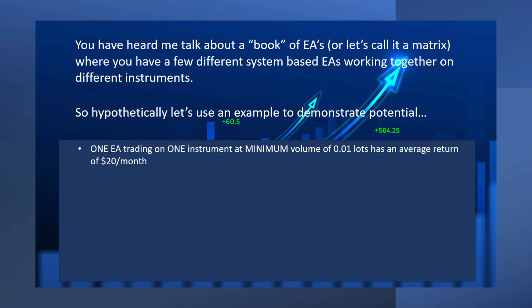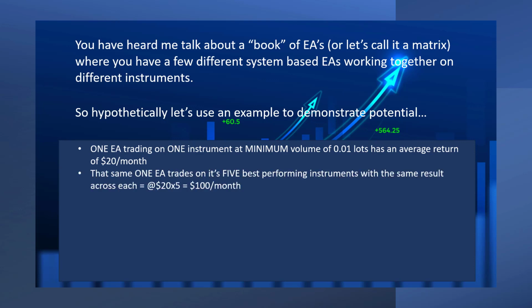So let's say, for example, you had one EA trading on one instrument at the minimum volume of 0.01 lots and has an average return of $20 a month. That doesn't seem particularly spectacular, of course, and not particularly powerful. But let's say we use that same one EA trading on the 5 best performing instruments with the same results across each. Let's say, for example, it was trading across 2 or 3 FX pairs, maybe gold and maybe an index. And because of that, you had $20 times 5 at $100 a month. Now we're beginning to get to something that might be interesting.